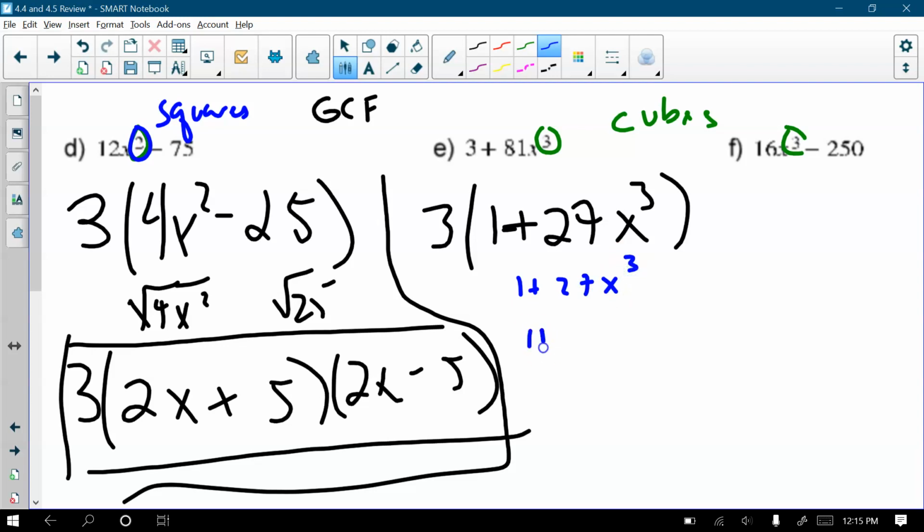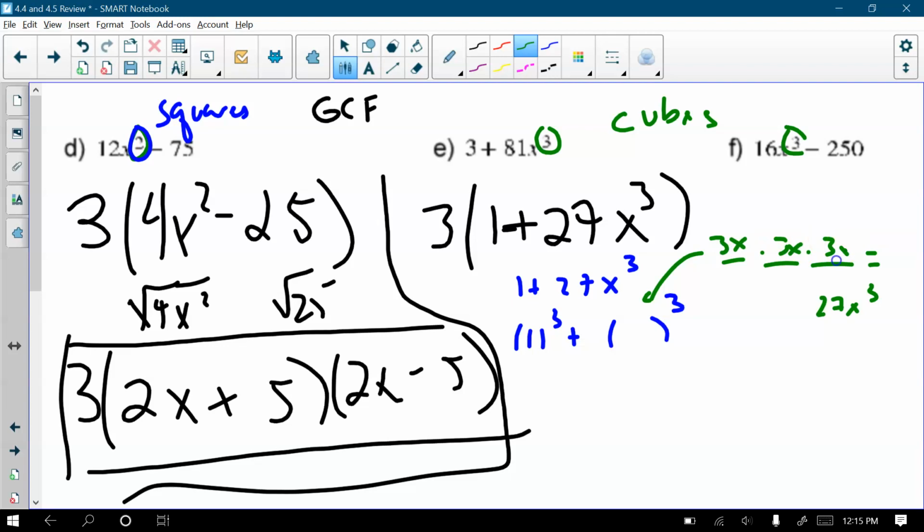I need something cubed, which is 1, plus something cubed. And what goes in here is not 27x cubed. Instead, it's going to be something times something times something equals 27x cubed. So what times what times what equals 27x cubed? And it's going to be 3x. You need 3 x's and you need 3 3's multiplied together to get 27x cubed.